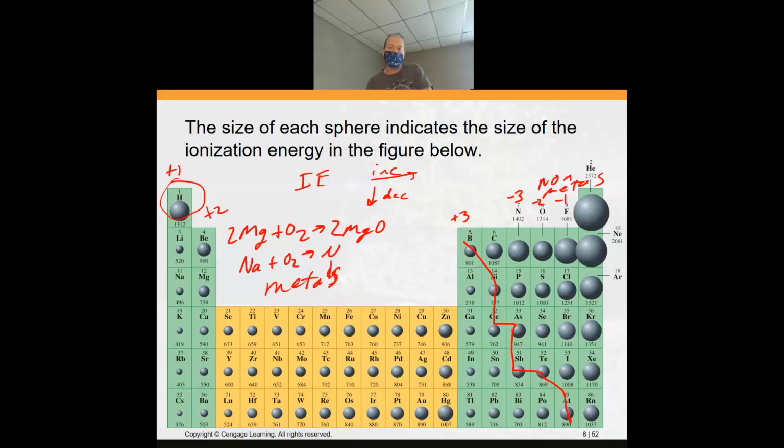We would get Na2O because Na is +1, oxygen's -2. To balance that, we need 2 there and 4 there. All right, so back to test 1, we can make our different compounds because we have the charge of the columns when we burn our metals.